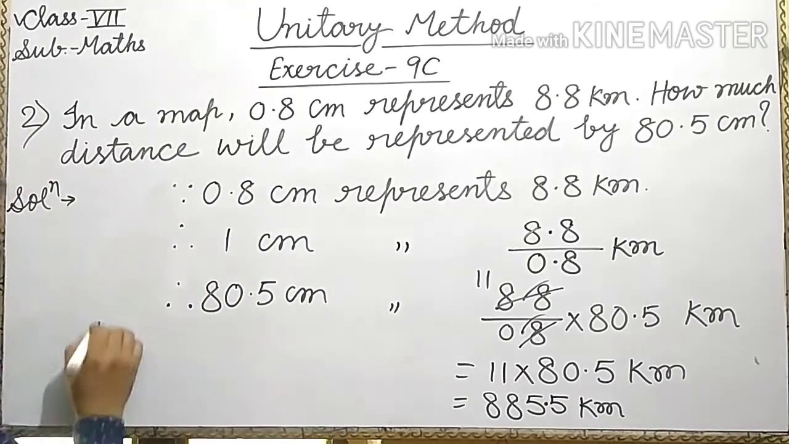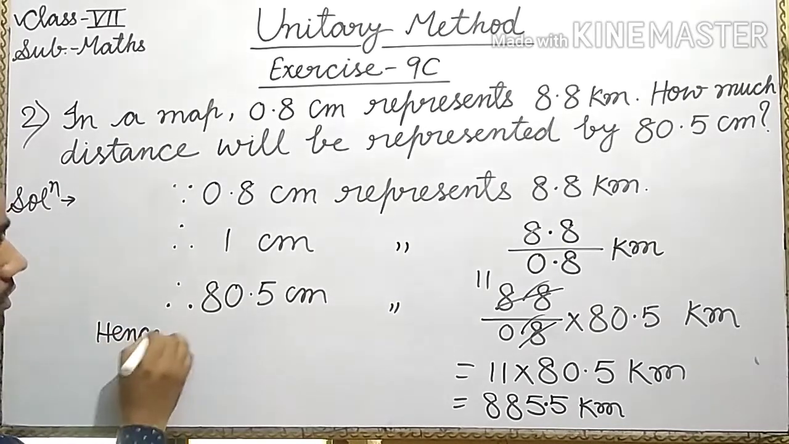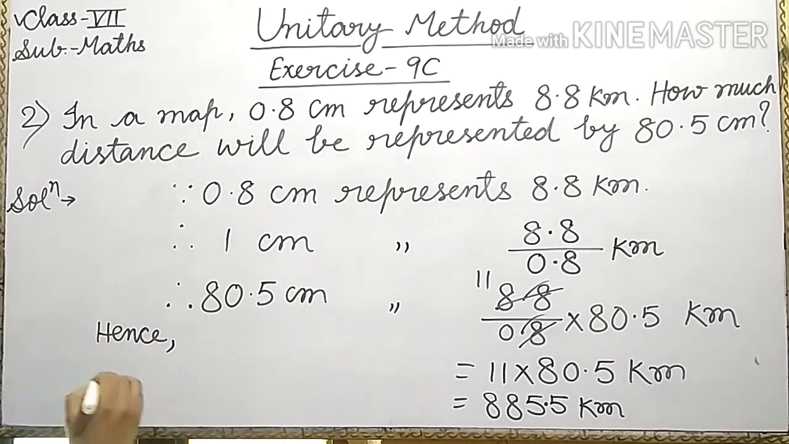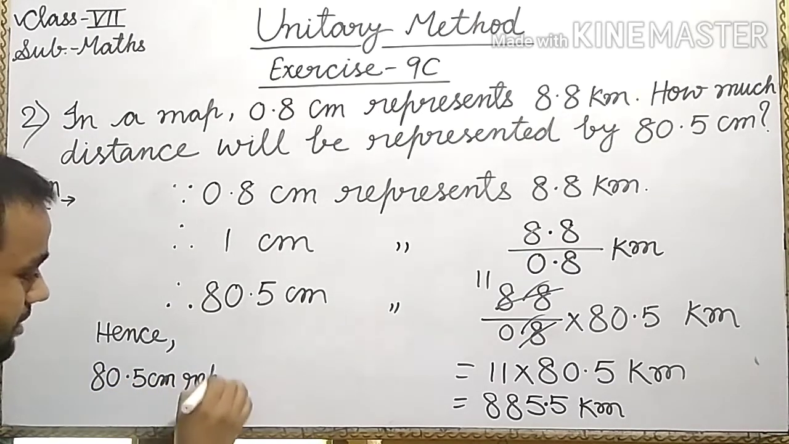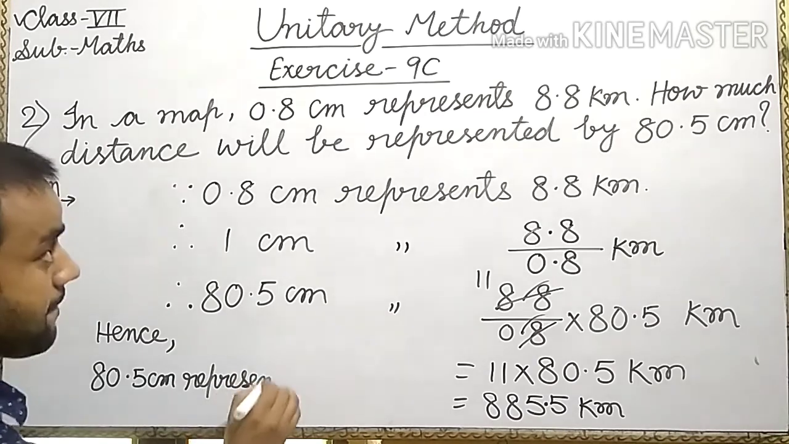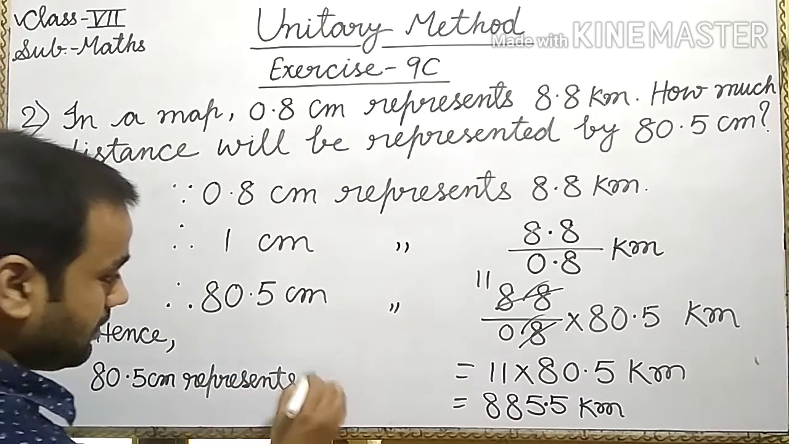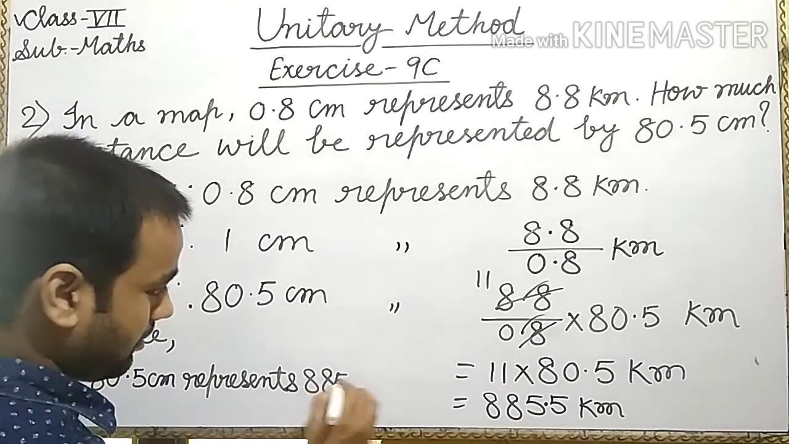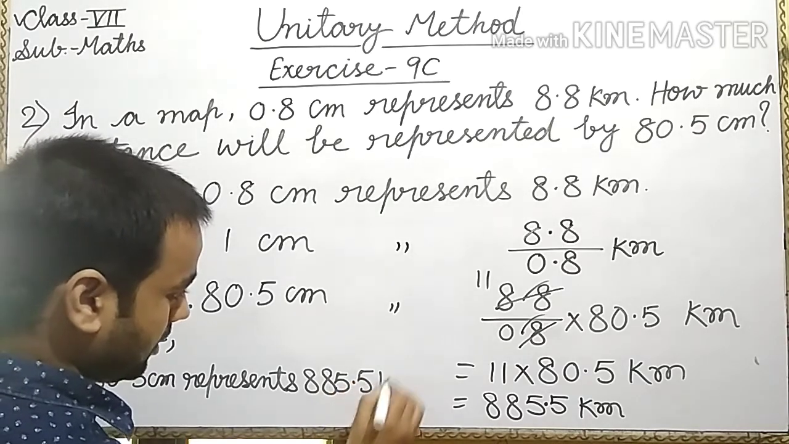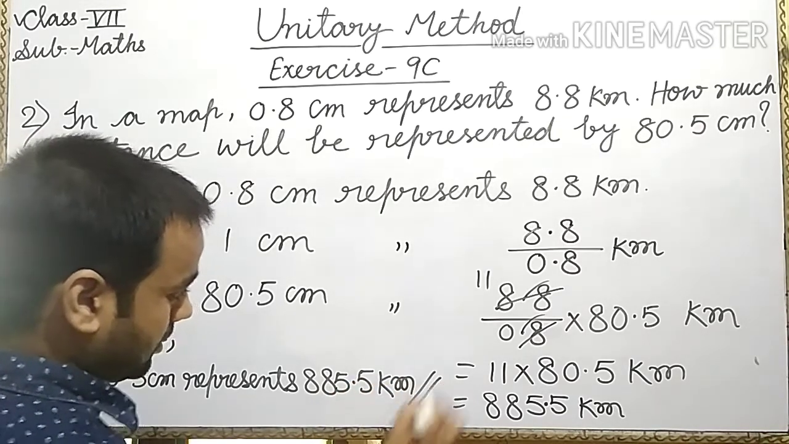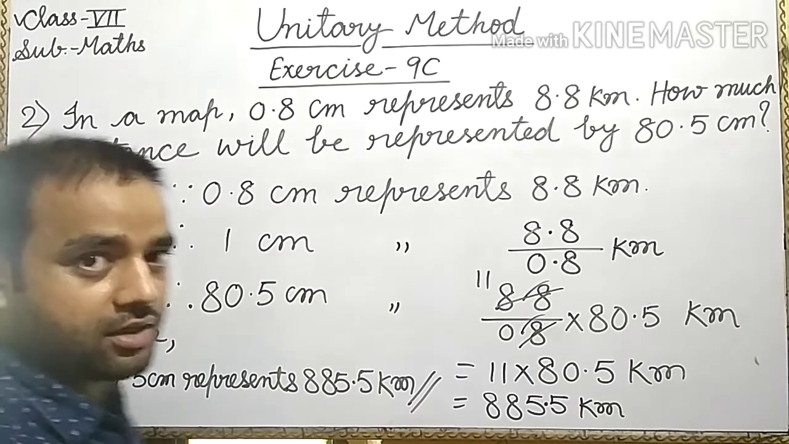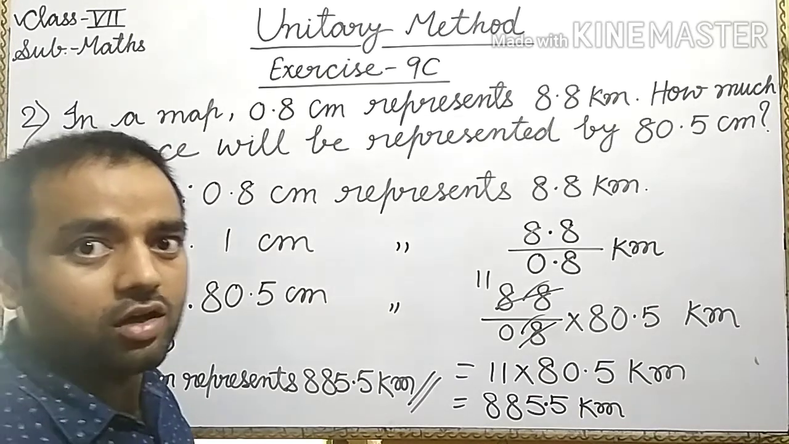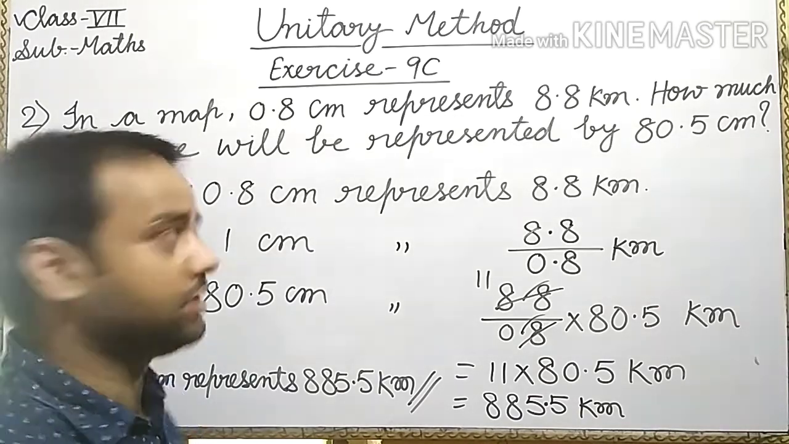So hence 80.5 centimeter represents 885.5 kilometer. This is your required answer. Is it clear? Now let us discuss question number 3.